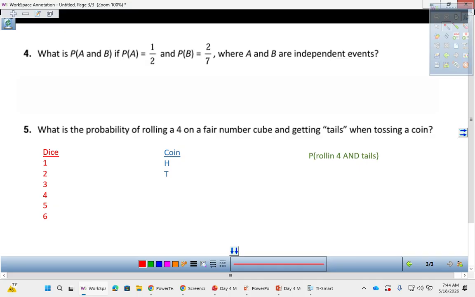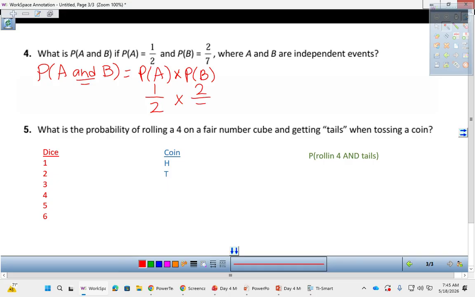So we learned that P of A and B happening, both, is the probability of A multiplied by the probability of B. In math, and means multiply. So I take the probability of event A, which was 1/2, and I would multiply it by the probability of event B, which is 2/7.